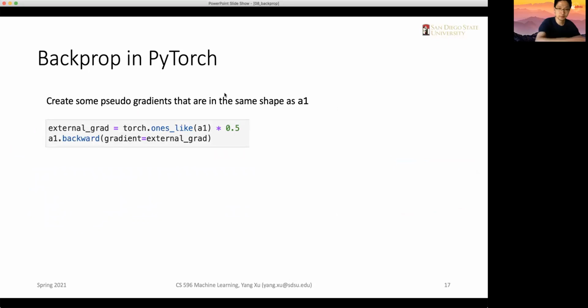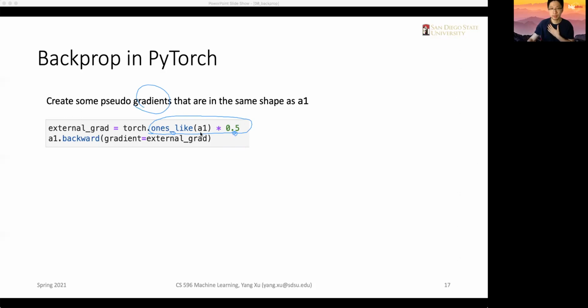And in the backward, now we'll use the same trick that we used before. We would create some pseudo gradients and then let them backpropagate through the network. So the gradients we create are for A1, and we let the gradients be a vector of all ones times 0.5, which means it's 0.5 for all the elements. So it'll be basically 0.5, 0.5, 0.5, and 0.5.